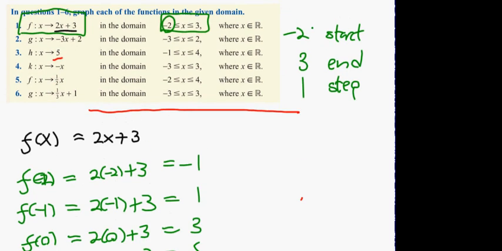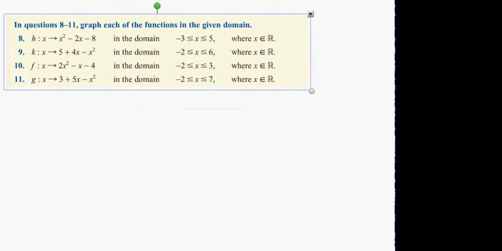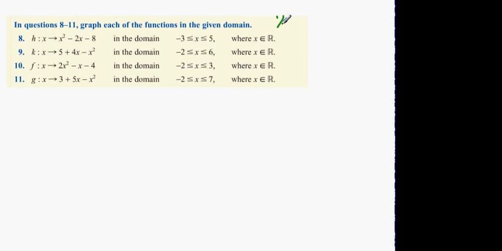Alright, moving on to the next type, which is a quadratic equation. What I'm going to do here, if it's a minus x squared, it's n-shaped. If it's a plus x squared, it's u-shaped. When it's a minus x squared, it's n-shaped. So for example, I'm going to do the last one. I already know it's an n-shaped graph.